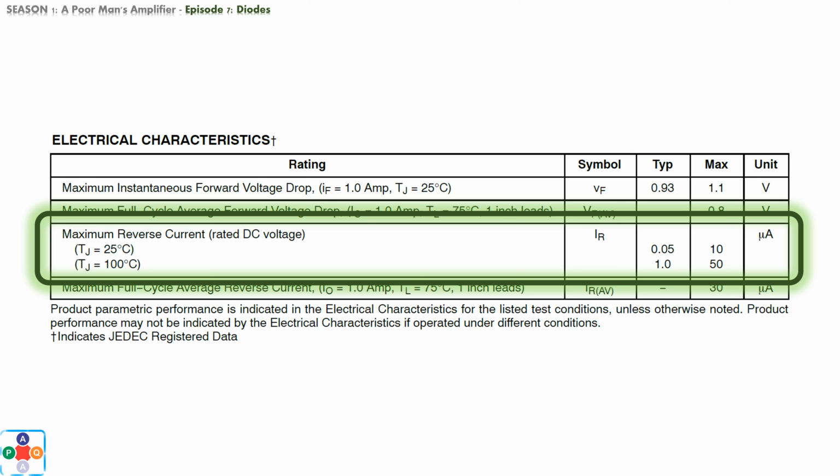Next row says that when junction temperature is at 100 degrees Celsius, for example after a very long test run, the typical current flowing through the circuit will be 1 microampere, and will not exceed 50 microamperes. Let's simplify this. The entire point of the diode in a circuit is to prevent flow of current in an undesired direction.